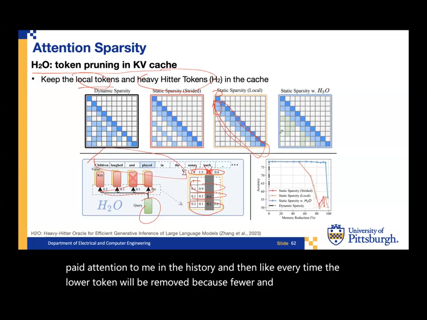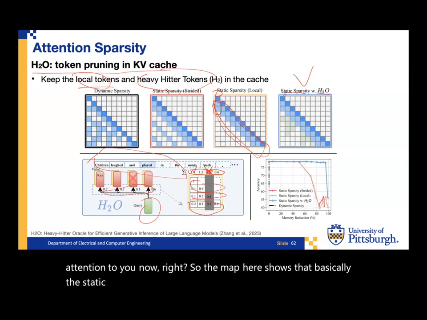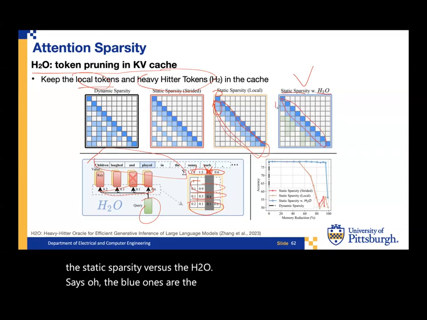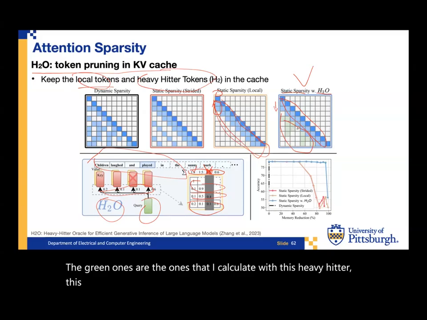So the map here shows basically the static sparsity versus the H2O. The blue ones are the ones that are immediately before myself. The green ones are the ones that I calculate with this heavy hitter, this H2O. With both of them, it's enough to give you very good accuracy, and their results actually confirmed that.